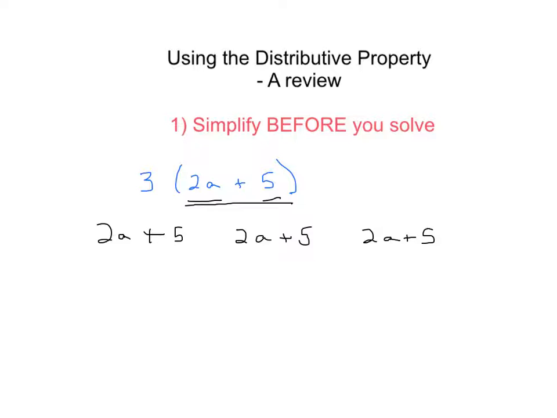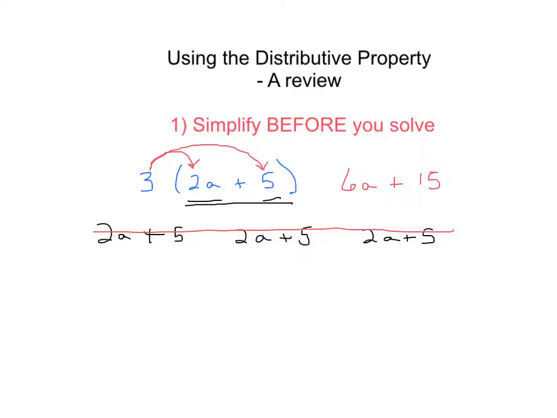Now, we wouldn't necessarily go ahead and write it out like that, but we're going to think about it as multiplying, distributing in. So we multiply the 3 times the 2a, 6a. We also multiply the 3 times the 5, 15.